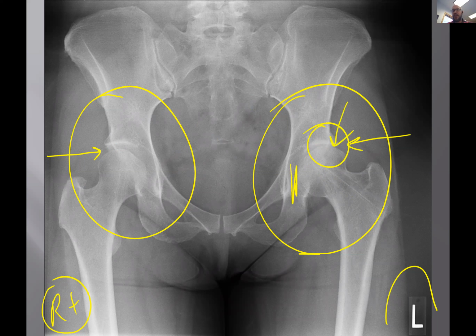All right, nice case. You guys are batting 1,000 here, finding the findings on this. Even that nice gallstone. All right, next case.